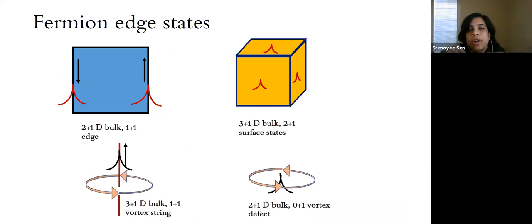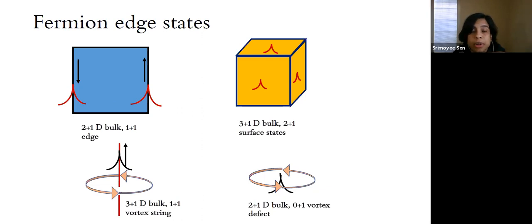What I'm going to focus on in this talk are fermionic systems in spacetimes with boundaries, which can host massless fermions. So here are some examples. The first one on the left-hand side is a 2+1 dimensional bulk fermionic theory, which has a 1+1 dimensional edge. You can have massless fermion edge states there. That typically describes the physics of the quantum Hall effect.